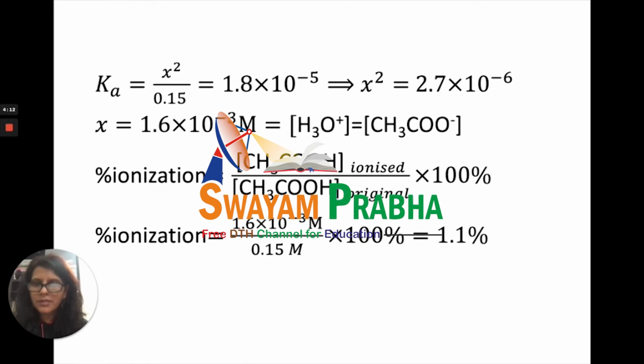How much is ionization? How much is the percentage of ionization? Very simple. Dissociated upon original. What is the dissociated amount? 1.6 into 10 to the power minus 3 upon 0.15, and you get this. See, this is also your alpha. If you don't multiply with 100% and you just take the ratio of the ionized upon original, that is the degree of dissociation. If you multiply by 100, then you get percentage, and if you just take the ratio of the ionized upon the original, you get alpha, right?